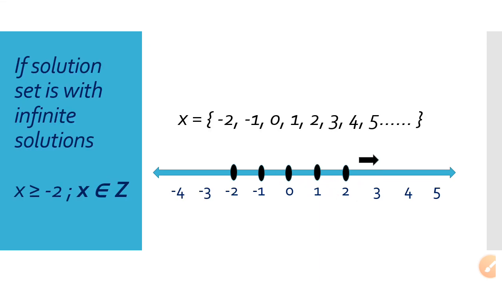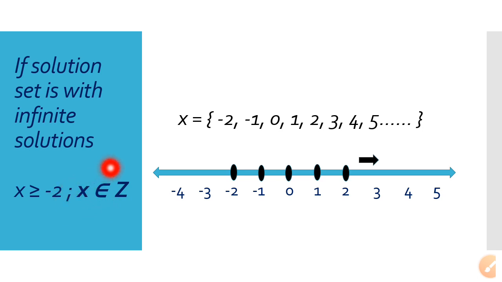If the solution set has infinite solutions, that means it is not ending at any point. Like here, this is the condition given: x is greater than or equal to -2. That means all the values greater than -2 are possible for x, and as it is greater than or equal to, -2 is also included in the solution set. The condition is also given that x belongs to the integers, so we will take all the integers greater than -2 and including -2 also.